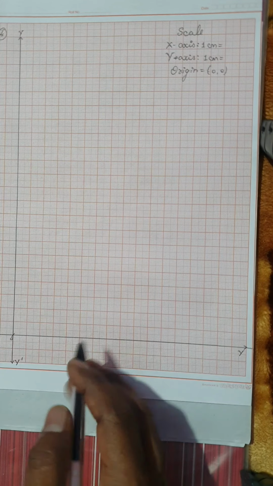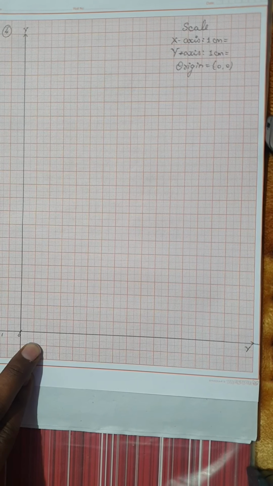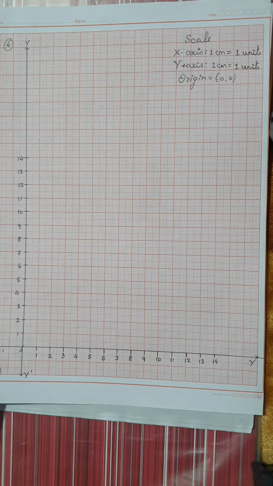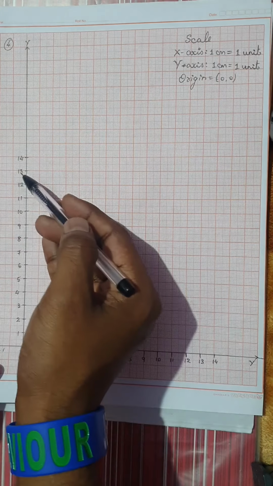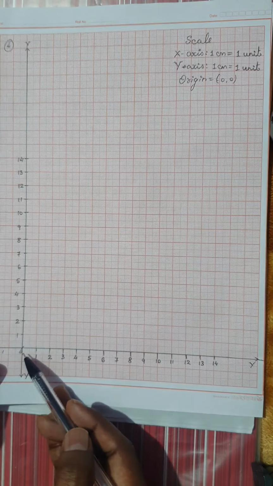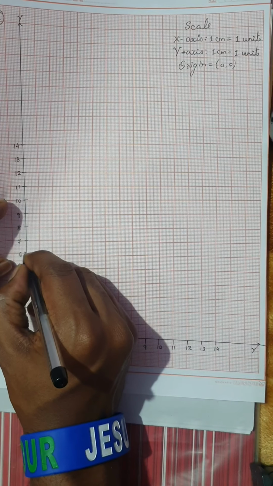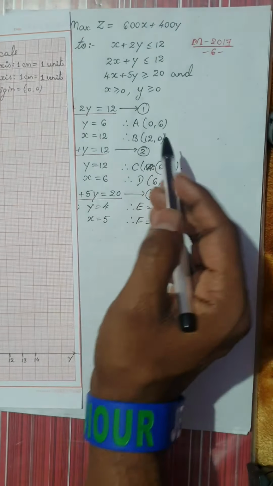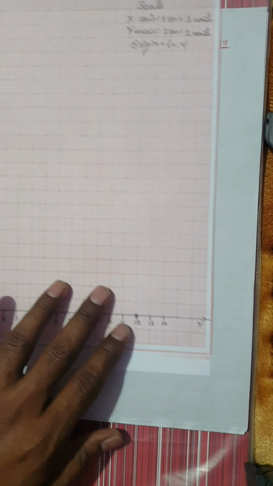Before plotting the points, let me make my scaling ready now. As I said, I've taken the x-axis as 1 centimeter as 1 unit and the y-axis as 1 centimeter as 1 unit, and my origin is 0 comma 0. Let's start plotting the points. The first point is 0 comma 6. So this is the point A, which is 0 comma 6, and the point B, which is 12 comma 0.